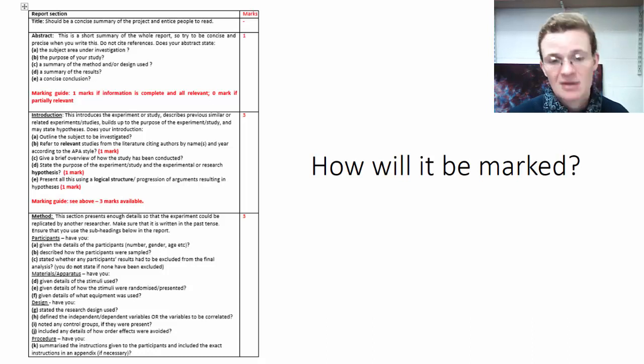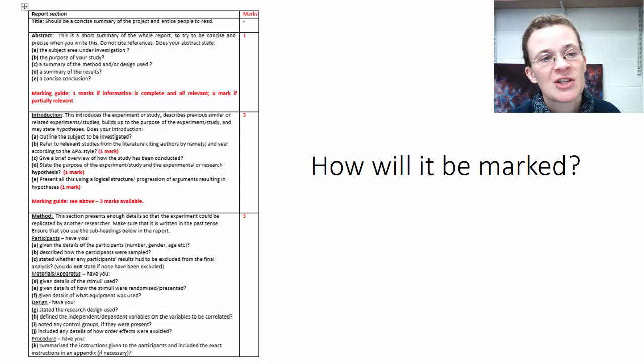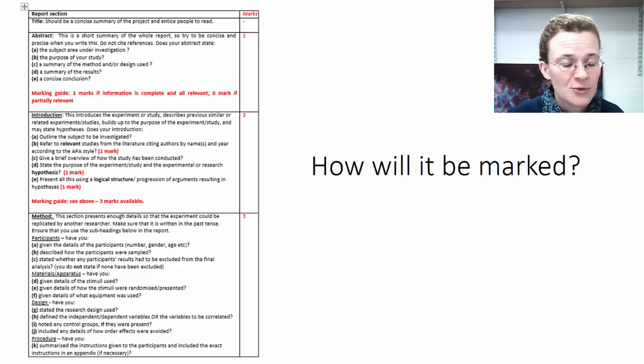So how will it be marked? Well, pretty much in the way that I just explained to you, all the things that need to be in there, we look and see if they are in there. You can also find a marking guide on My Aberdeen, which is the same one as your tutor will use. So you can see here what we're looking for in each section. So for example, the abstract, you can get 1 point or 0. 1 if it's all there, it's all relevant. 0 if it's only in part relevant.